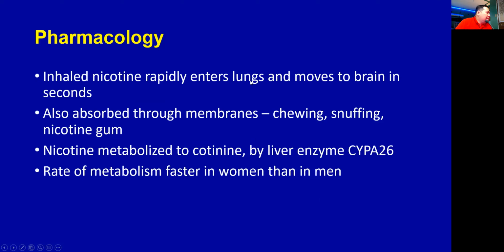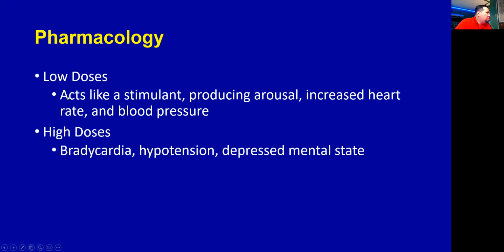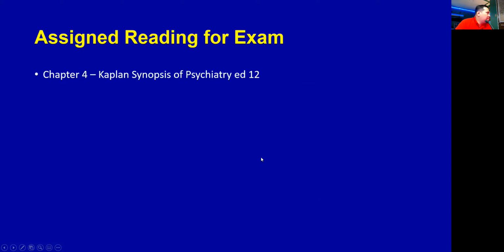It's rapidly absorbed if it's inhaled and moved to the brain in seconds. It's also absorbed through the membranes if you chew nicotine. Nicotine is metabolized to cotinine by the liver enzyme CYP2A6. And the rate of metabolism is faster in women than in men. At low doses, nicotine acts like a stimulant, producing arousal, increased heart rate, and blood pressure. And at high doses, it produces bradycardia, hypotension, depressed mental state.